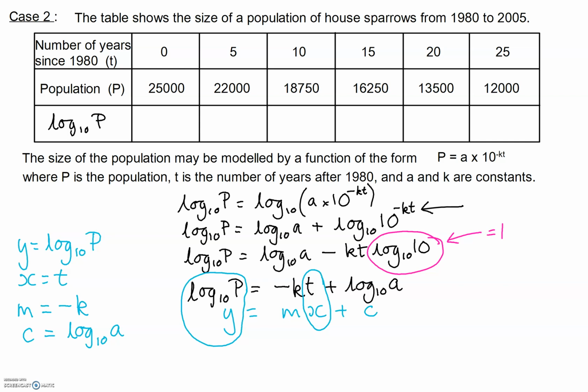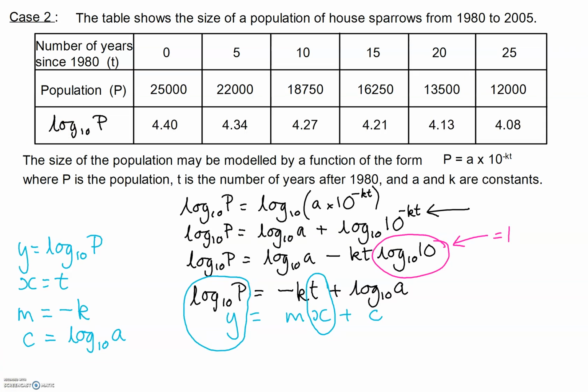And we need to find these values. So you can pause this video and work out the different values. So these are the values. Hopefully you got these correctly. They're all given to 2 decimal places. So we need to plot log to the base 10 of p against t. And we're going to plot the points 0, 4.40, 5, 4.34, 10, 4.27, 15, 4.21, 20, 4.13, and 25, 4.08.